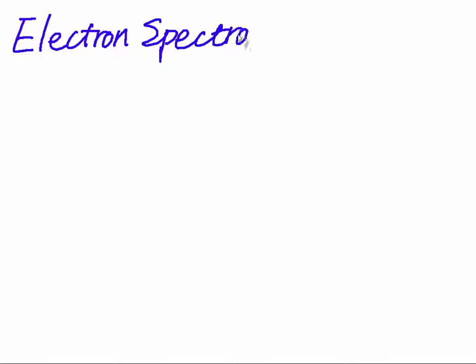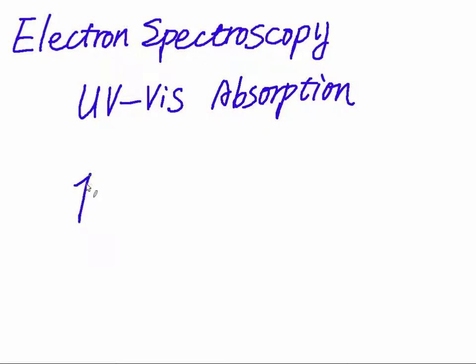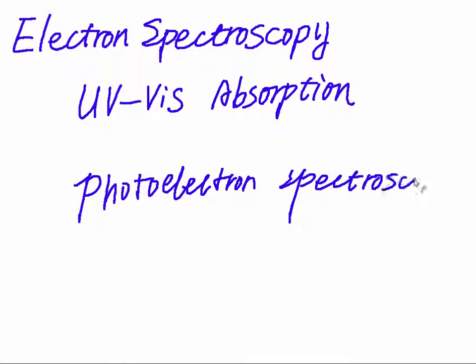Today we are going to talk about electron spectroscopy. In this chapter, we are going to talk about two parts. One part is UV-Vis absorption. UV-Vis absorption is usually used for liquid samples to check the absorption at certain wavelengths. The second part, we are going to talk about photoelectron spectroscopy, including X-ray photoelectron spectroscopy and Auger electron spectroscopy.